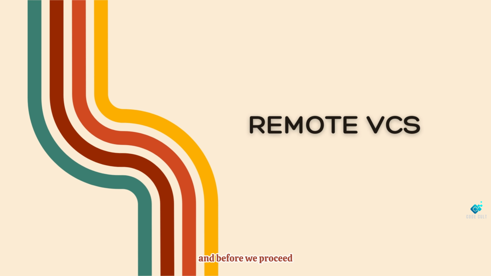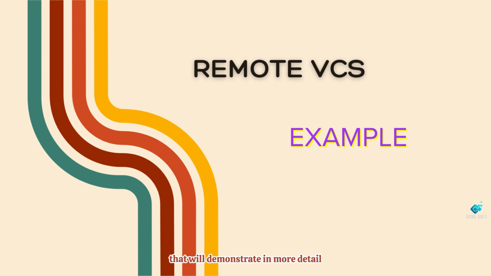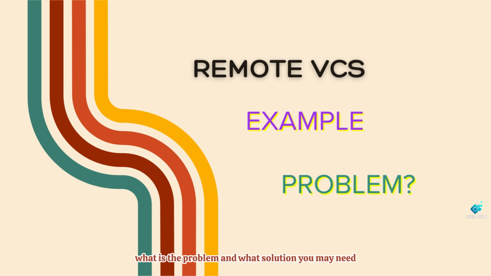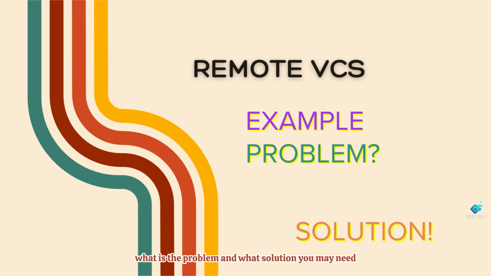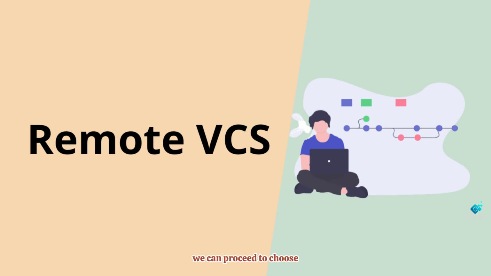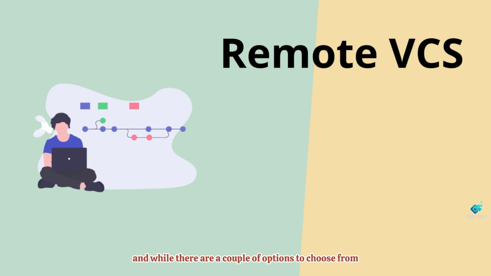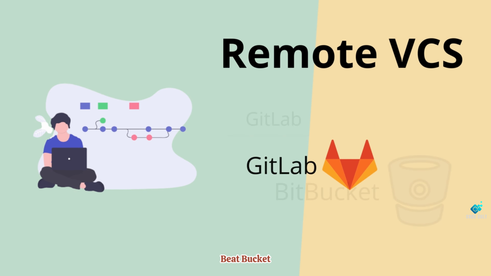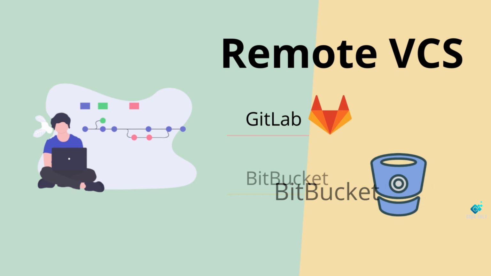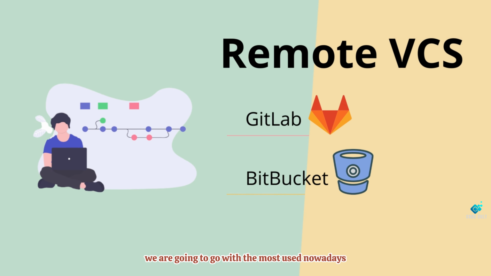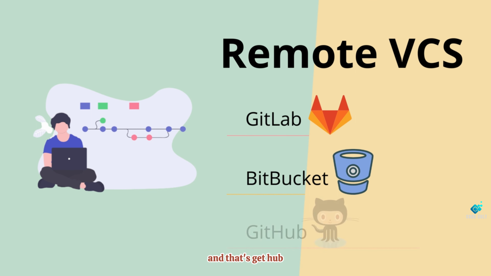And before we proceed, I want to show you a really cool example that will demonstrate in more detail what the problem is and what solution you may need. We can proceed to choose the exact remote version control system that we will be working with in this course. And while there are a couple of options to choose from, such as GitLab, Bitbucket, and a few more, we are going to go with the most used Git repository hosting service nowadays, and that's GitHub.